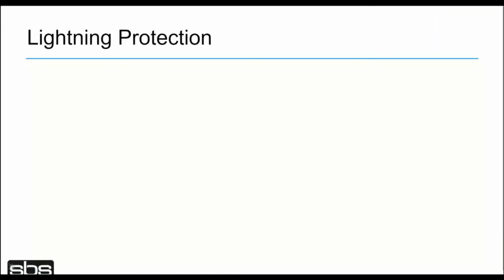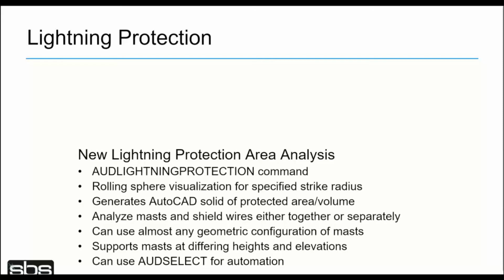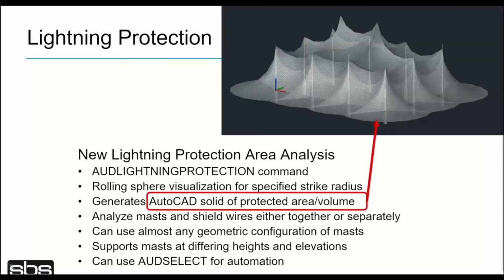So another new analysis capability is the lightning protection analysis. And this is a bit specific to substation design. There's a new command, and it performs a rolling sphere visualization and an AutoCAD solid generation based on selected masts and shield wires. So here you can see a little bit more of a complex example with multiple masts generating the lightning protection solid area.